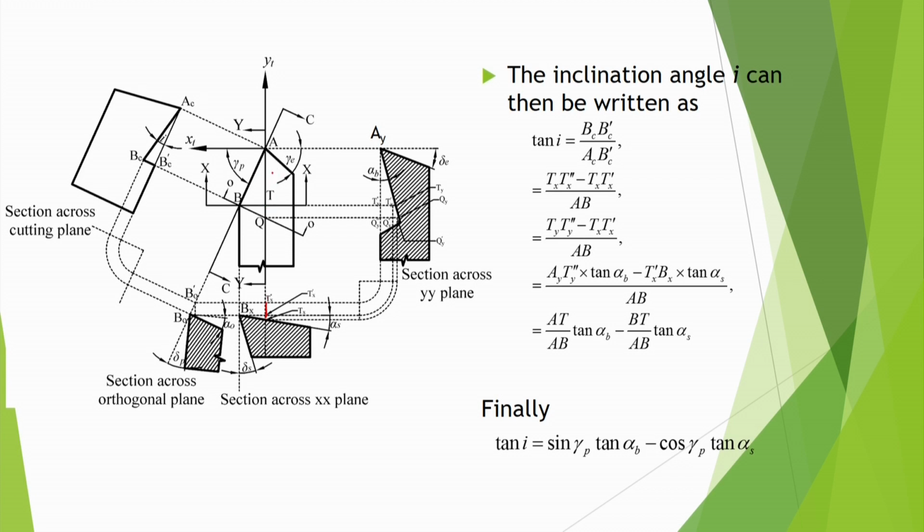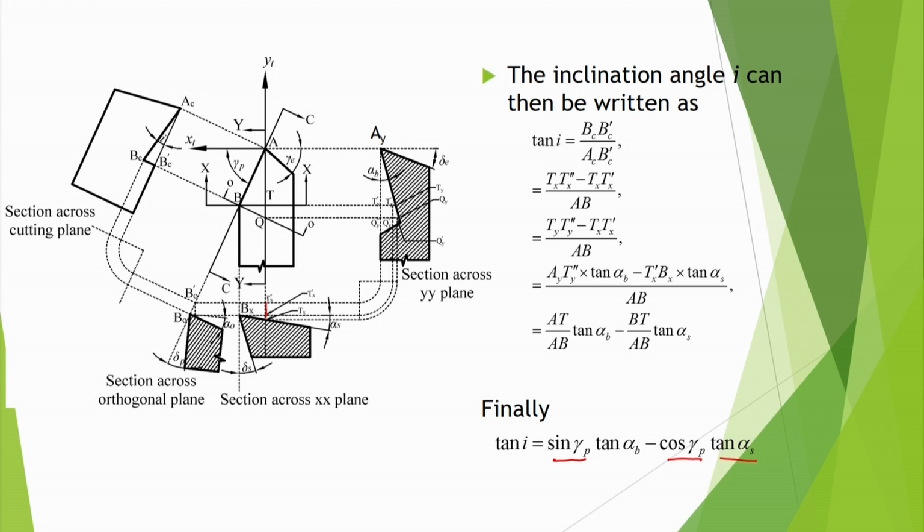So this is 90 minus this one gamma p, this is basically gamma p, because this is the interior angle. So this is gamma p and this is gamma p. So I can write AT by AB means sine gamma p. So we have written sine gamma p. So sine gamma p into tan alpha b is coming here, and then I have got minus cos gamma p, because BT by AB is basically cos gamma p, and this is tan alpha s. So we have got sine gamma p into tan alpha b, back rake angle, minus cos gamma p into tan alpha s is equal to tan I.